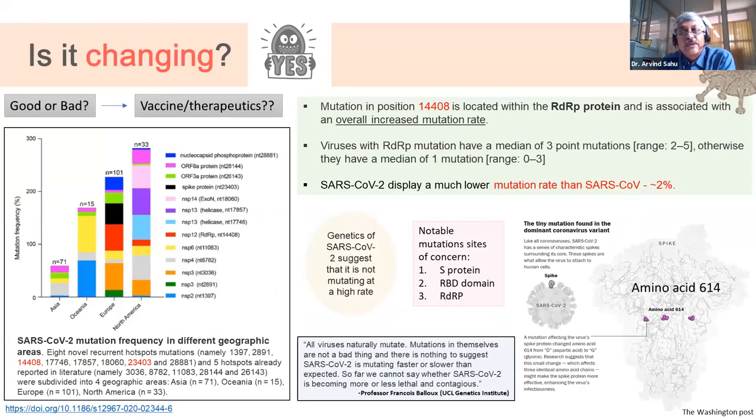It has a proofreading activity, so the mutation rates are a little lower, but it is mutating. The rate is about 4 times lower than the flu virus, which we know very well. So the mutations are there, but the rate is not that high. But it is mutating, and in almost different places.